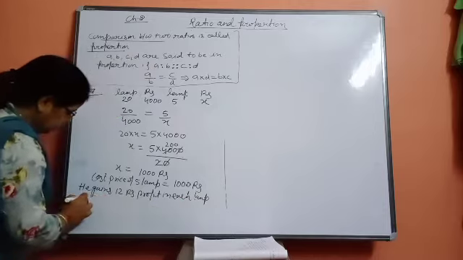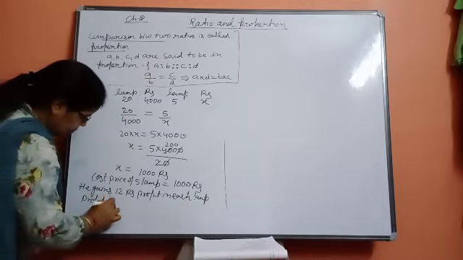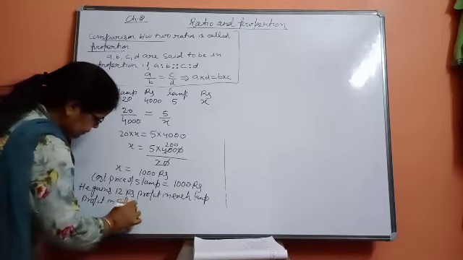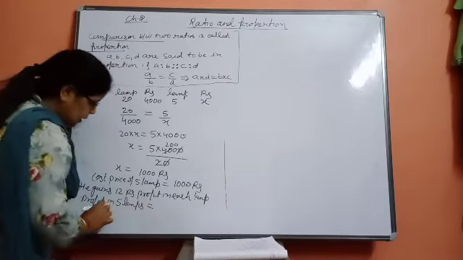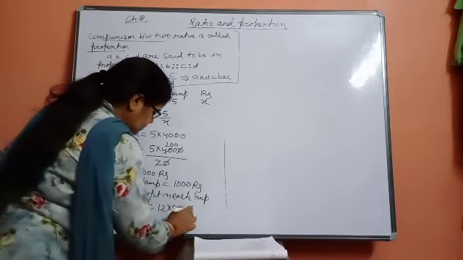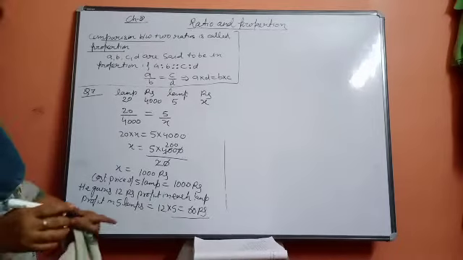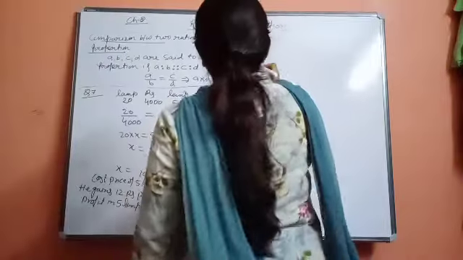So profit in 5 lamps is equal to, how much profit will he get? 12 into 5. 12 fives are 60 rupees. So how much amount should he get while he sells the lamps?